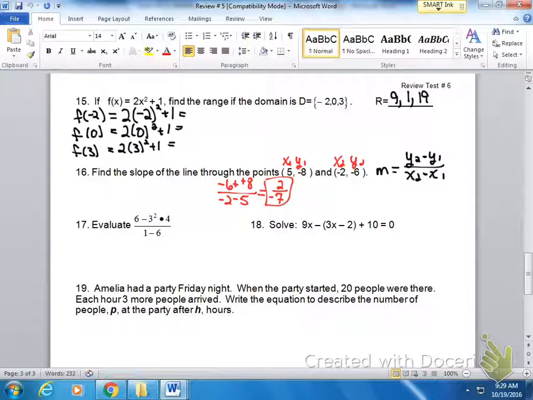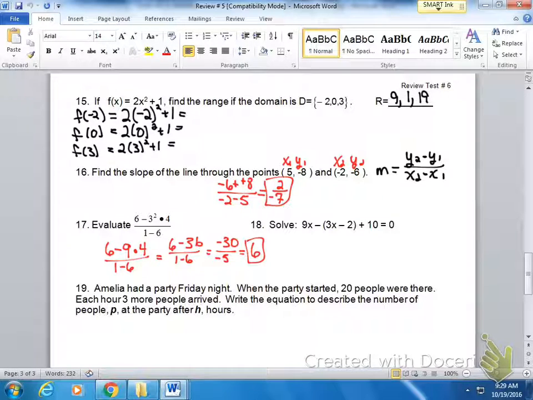Just use your calculator. Now, the next one, guys, is kind of an order of operations thing, and you have to be real careful. Remember, first you take care of parentheses. Since there aren't any, we go to exponents. So I have 6 minus 3 squared. Well, 3 squared is 9. Then times 4 over 1 minus 6. Now I'm going to take care of multiplication. So I have 6 minus 9 times 4 is 36 over 1 minus 6. Now I can do my subtraction. 6 minus 36 is negative 30. 1 minus 6 is negative 5. And that equals positive 6. So watch out with those. You can use your calculator to help you out.